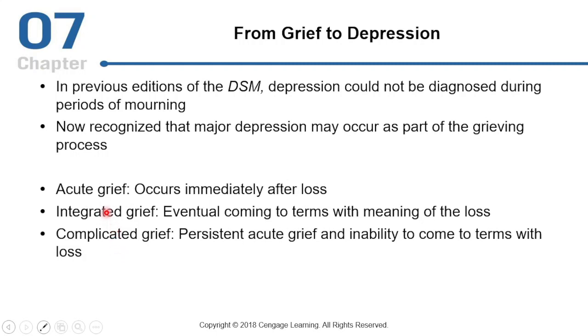Okay, so with this one there are different criteria or different categories for grief. So we have acute grief that occurs immediately after the loss, integrated grief, which is eventually coming to terms with the meaning of the loss. So yun, medyo na-accept niya na yung pagkamatay nung kung sino man namatay. And then complicated grief, the persistent acute grief and inability to come to terms with the loss. So may mga ganito na matagal na or kumbaga 1 year na halos namatay pero hindi pa rin siya maka-get over doon sa pagkamatay and hindi niya pa rin ma-accept yung pagkawala nung kung sino man nawala sa kanya. Okay.